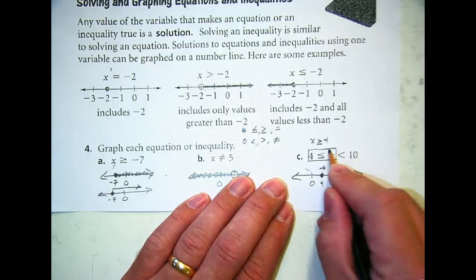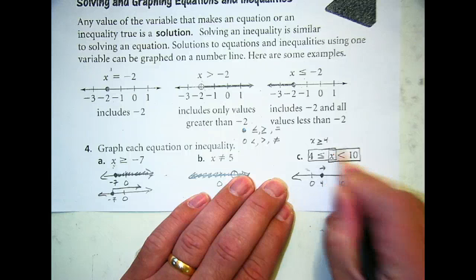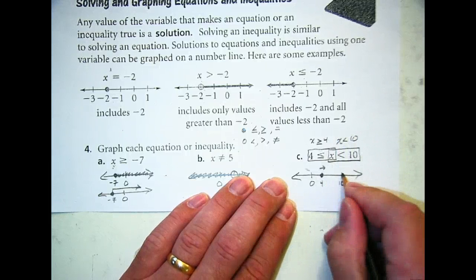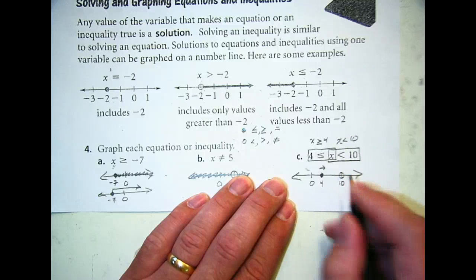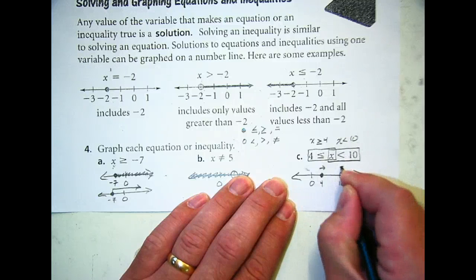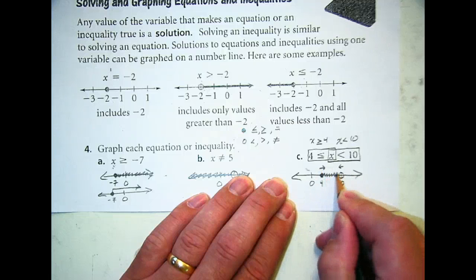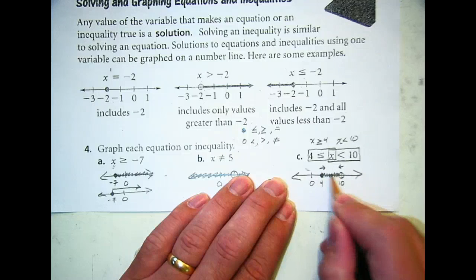I like to put a little arrow above it to show which way I'm shading. Because this one right here, x is less than 10, so if you want to rewrite it, is that open or closed at 10? Open. And I'm shading to the left. So those two are pointing at each other, so it's caught in between.